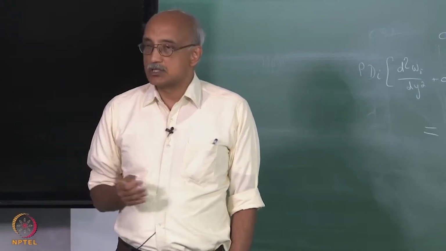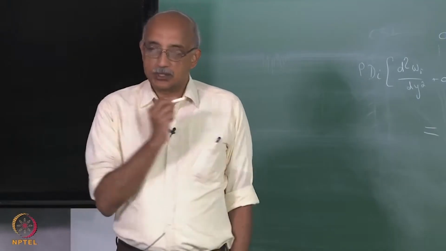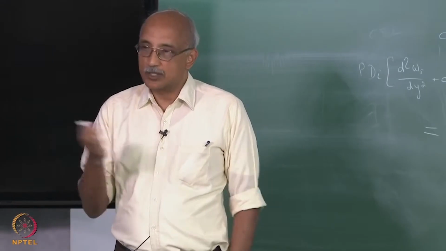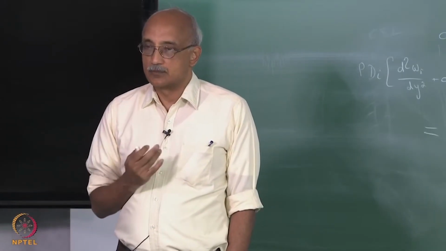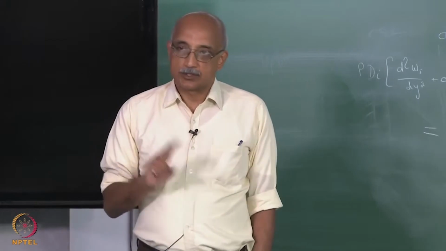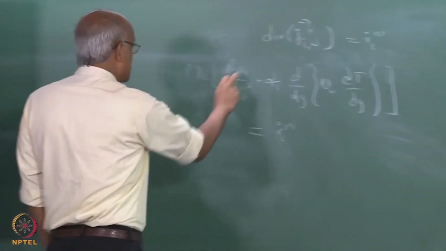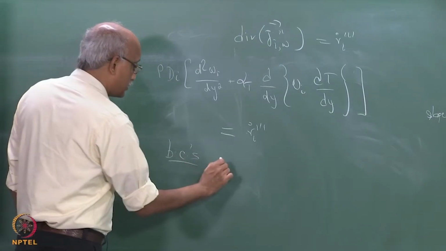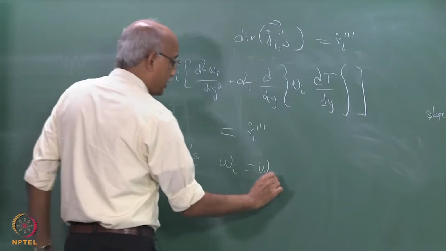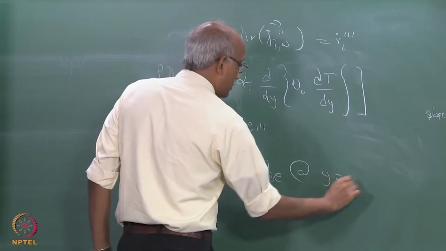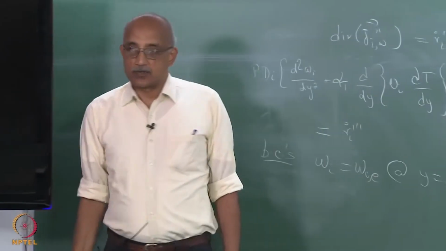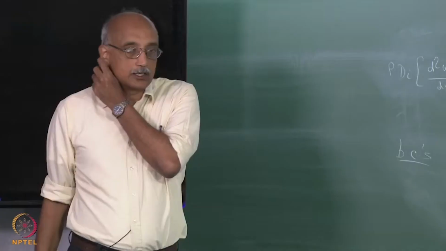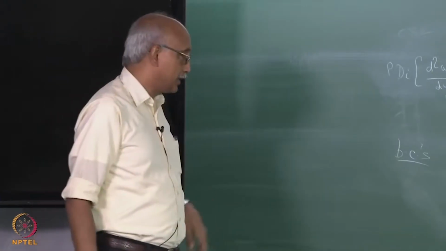How do you bring in the heterogeneous chemical reaction here? Do you include it in the same conservation balance or do you apply it separately? How do you incorporate your heterogeneous condition? You do it as a boundary condition. So, there are two boundary conditions for this problem because it is a second order differential equation. The first one is omega I equals omega I e at y equals delta. In other words, the mass fraction of the ith species will be equal to omega I e when y equals the thickness of the boundary layer.